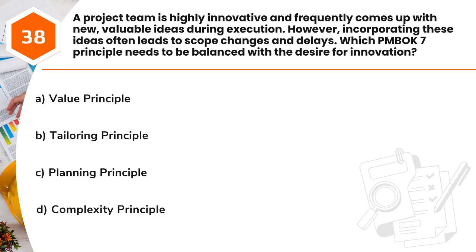Question 38. A project team is highly innovative and frequently comes up with new, valuable ideas during execution. However, incorporating these ideas often leads to scope changes and delays. Which PMBOK 7 principle needs to be balanced with the desire for innovation? A. Value principle. B. Tailoring principle. C. Planning principle. D. Complexity principle.